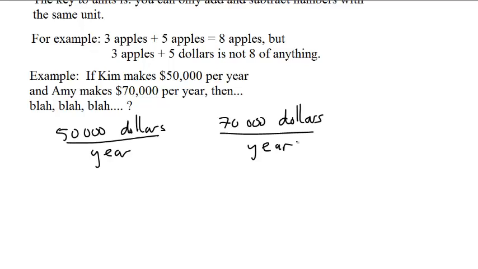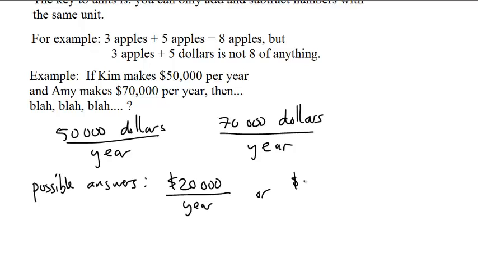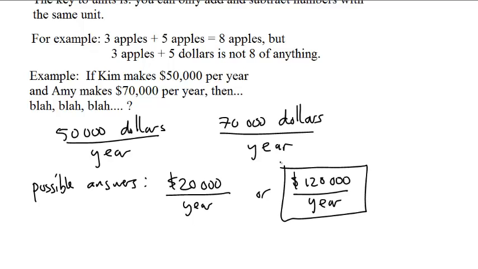Now, because I didn't actually listen to the question, I tuned out at the very end of the problem, blah, blah, blah, I don't know if the answer is to add or subtract. But there's basically 2 possible answers to this question. It could be $20,000 a year, I'll say dollars per year, or $120,000 a year. It depends on whether the question is asking how much do they make together, in which case the answer is $120,000 per year, or how much more does Amy make than Kim? That would be $20,000 a year.